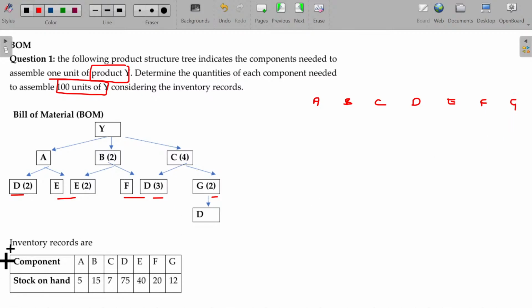Clear? Start with one after one. To produce one Y, what do I need? Need for producing one Y, I need one A, 2B. The number given in bracket represents number of quantities you are in need. For producing one Y, we need to have 4 C's. 4 C. Is that okay? Clear? Any doubts here?